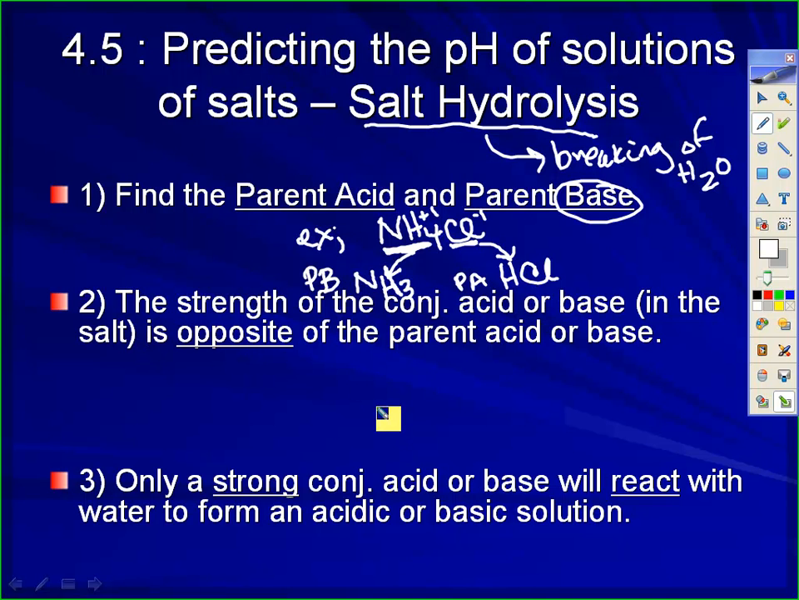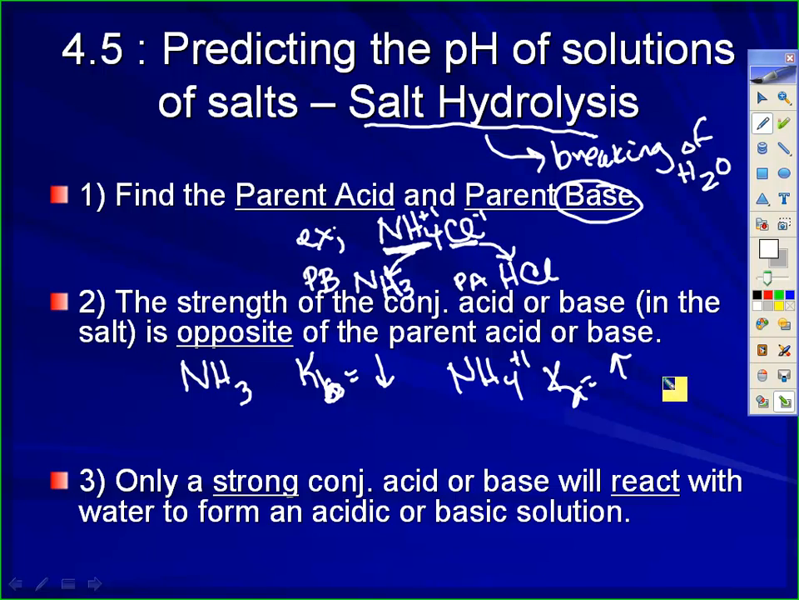Now number 2 says the strength of the conjugate acid or base in the salt is opposite of the parent acid or base, and we've talked about this week. So in other words, if NH3 is a really weak base, it has a very small Kb, because it's a base, then that means NH4 should have a pretty high or higher Ka. So if you have a weak base, that means its conjugate acid is going to be strong. And remember, that's because of that relationship to Kw that we've talked about.